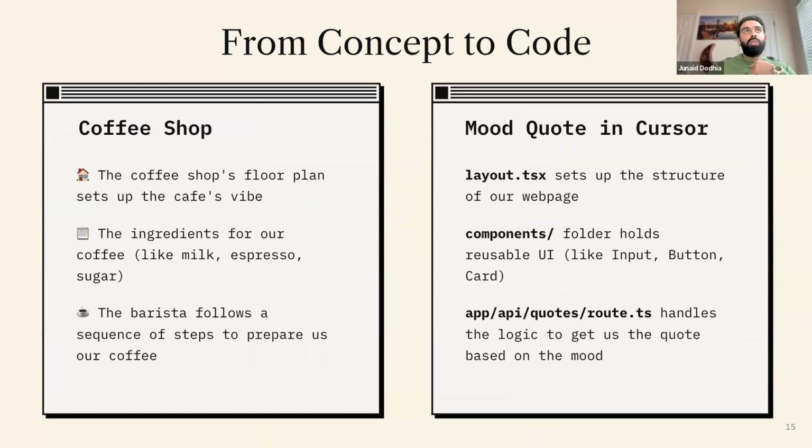And let's see how this analogy of coffee shop translates from coffee shop to our code base in Cursor. So if we look at our application, I'll show you one by one. So let's look at the coffee shop's floor plan. It sets up the vibe of the cafe, and in our code base, think of it as our file layout.tsx.